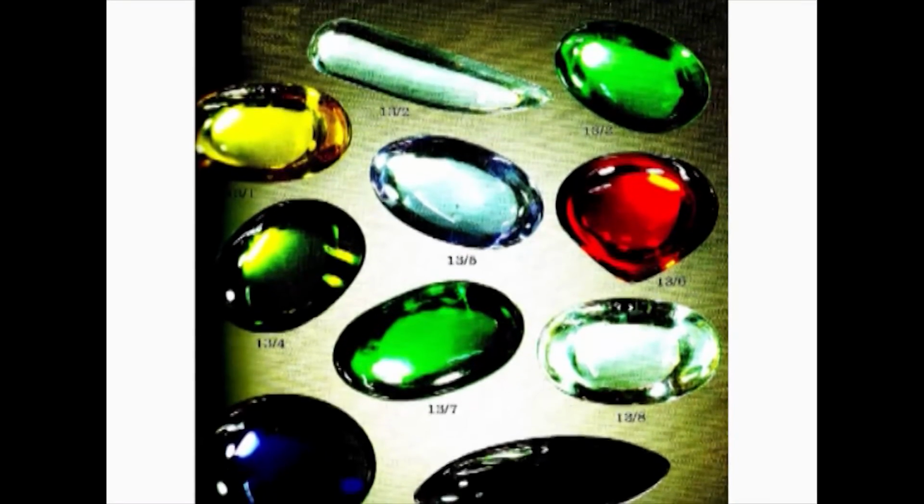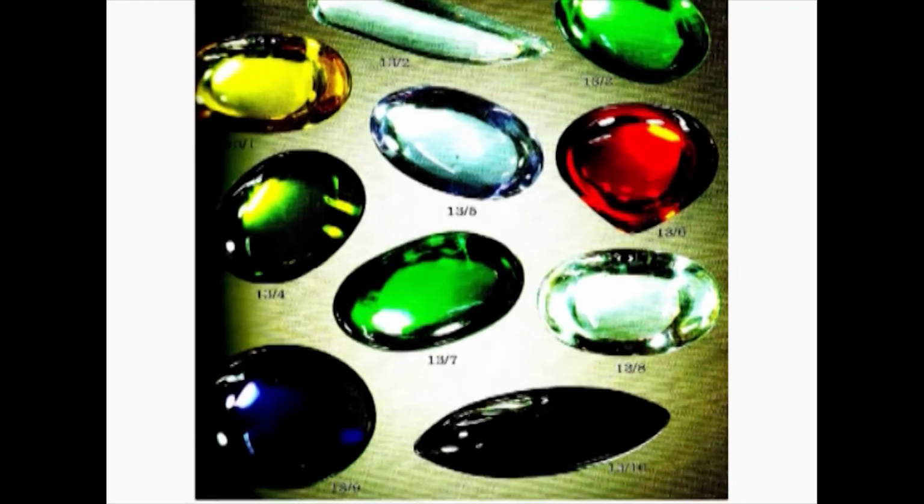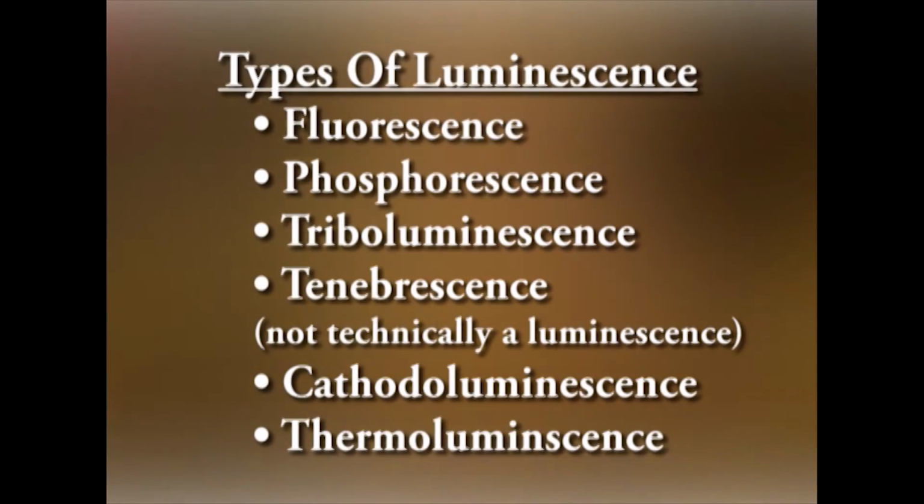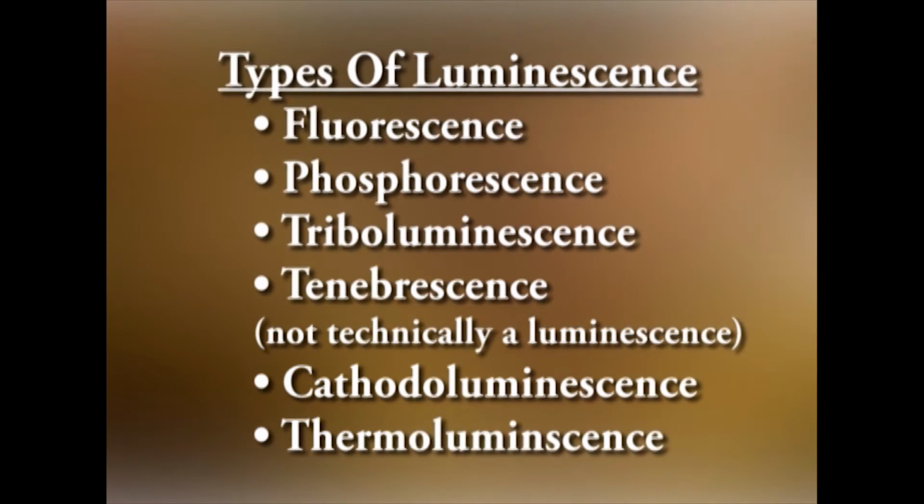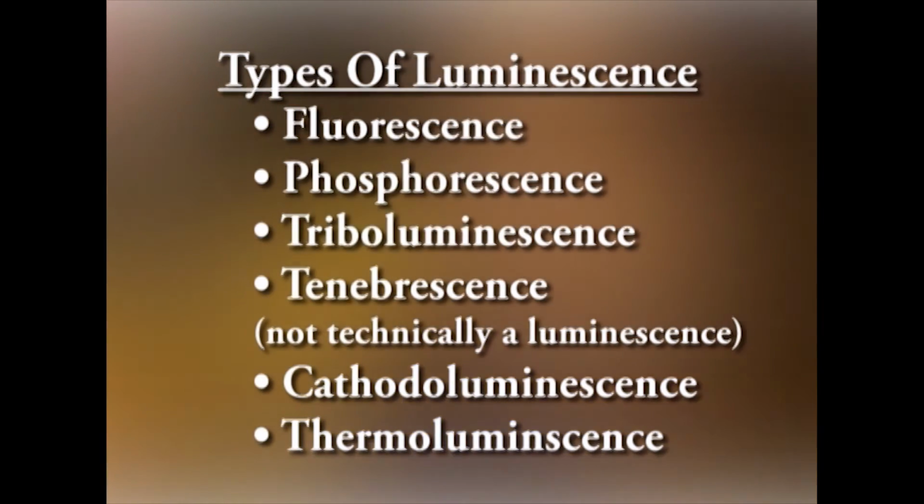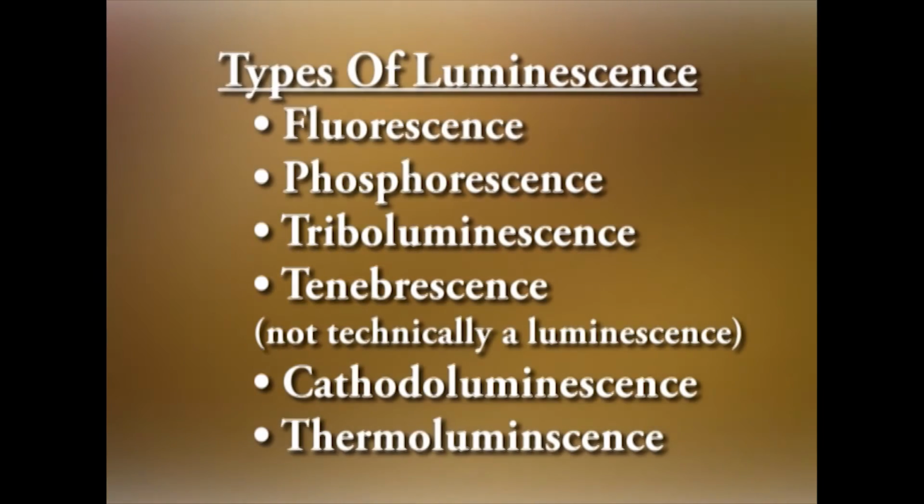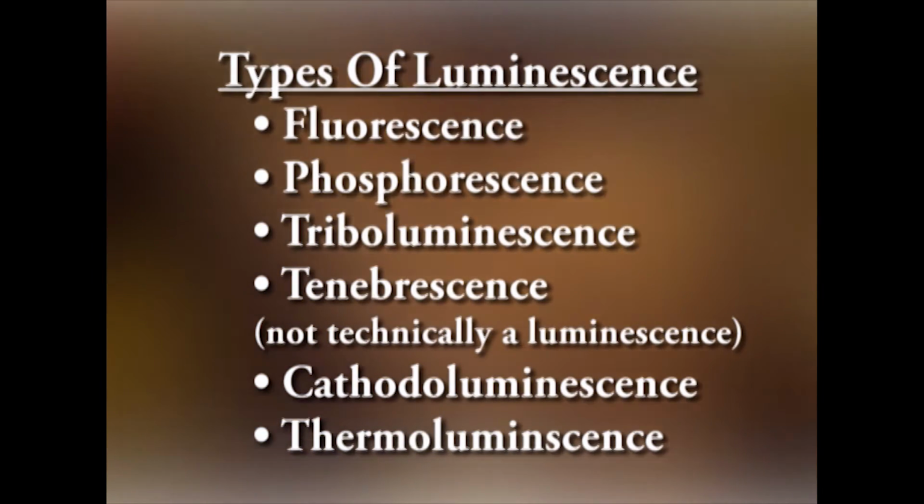Luminescence. Luminescence is the phenomenon that shows itself as a glowing of a gemstone. This is caused by absorption of energy and the releasing of the surplus of this energy in small amounts. In gemology, we are usually only concerned with the following types of luminescence: fluorescence, phosphorescence, triboluminescence, tenebrescence, not technically a luminescence, cathodoluminescence, and thermoluminescence.